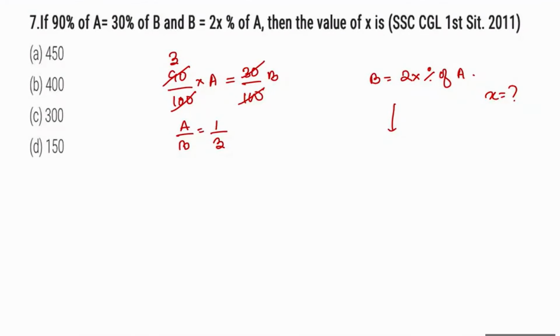B is equal to 20% of A. B is equal to 2x% of A.